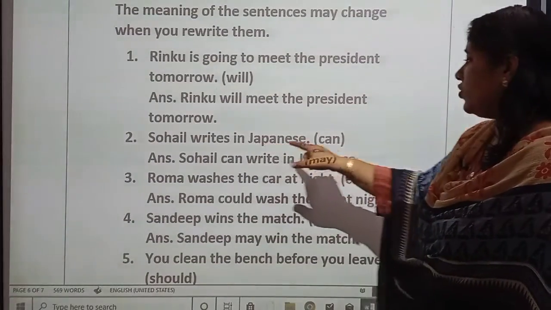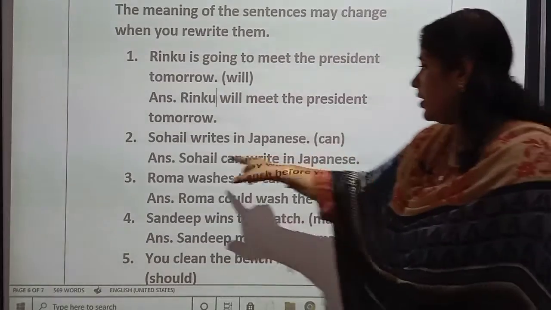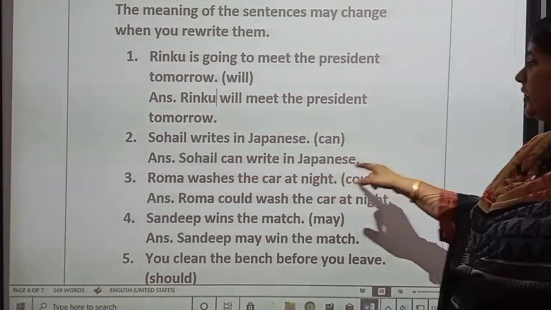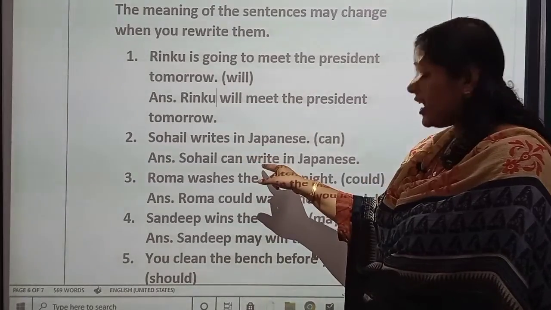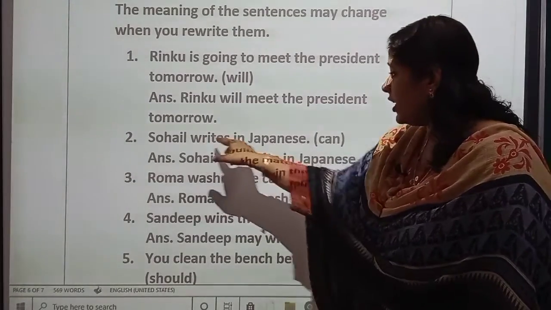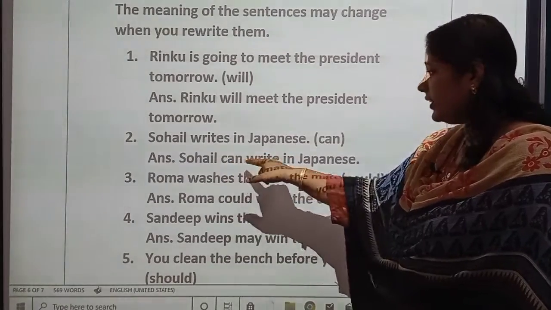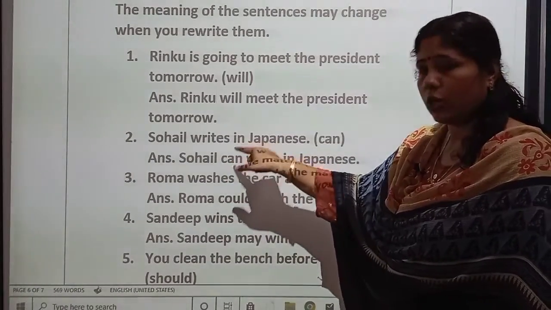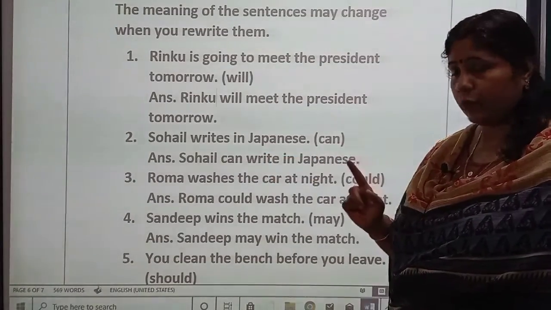Next. Sohail writes in Japanese. Can. You have to rewrite the sentence using can. Sohail can write in Japanese. Understood? Whenever you use an auxiliary verb, you will use the base form of the verb. See, here writes is there, here only write. So whenever you rewrite the sentence using the modal auxiliary verb, you will write the base form of the verb. Be careful here.